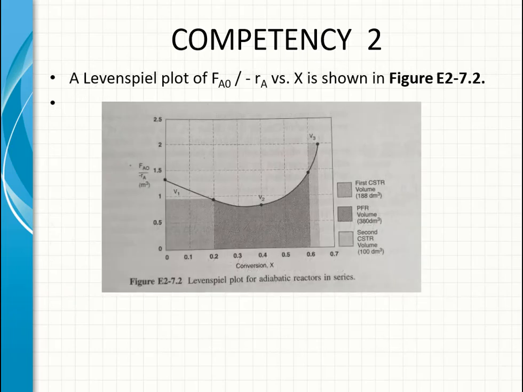And here we have the Levenspiel plot for the three reactors. For the first reactor, we have the rectangle from 0 to 0.2 and with the height of nearly 1. And for the second reactor, we have the area under the curve that goes from 0.2 to 0.6. And for the third reactor, we have the rectangle of 0.6 to 0.65 and the height of 2. And that will give you the total volume.